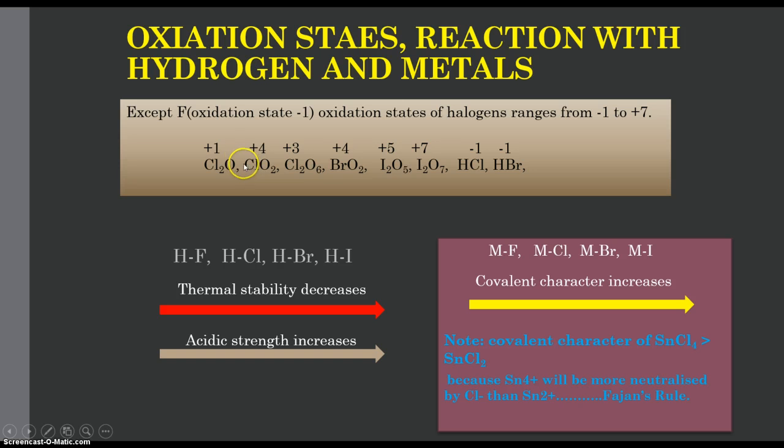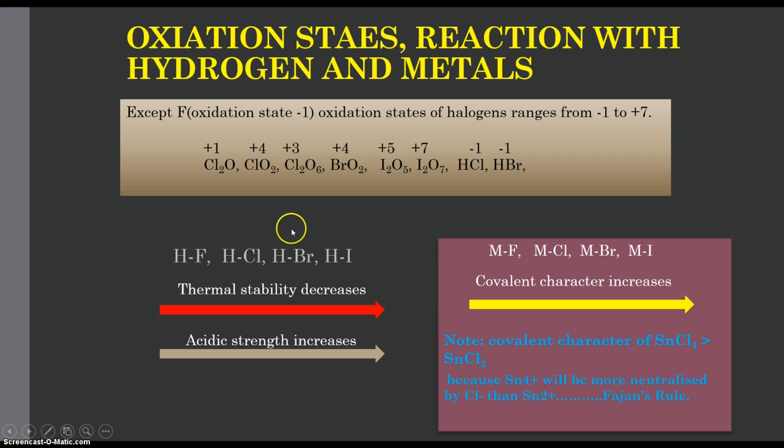I have shown some compounds where you can see the different oxidation states of the halogens. Suppose in the compound Cl2O, chlorine will have the oxidation state +1. In ClO2 it is +4. In Cl2O6, chlorine has the oxidation state +3. In BrO2, bromine has the oxidation state +4, and iodine is +5 in I2O5, +7 in I2O7, and chlorine and bromine will have the oxidation state -1 in the compounds HCl and HBr. So these are the different oxidation states in different compounds of the halogen atoms.